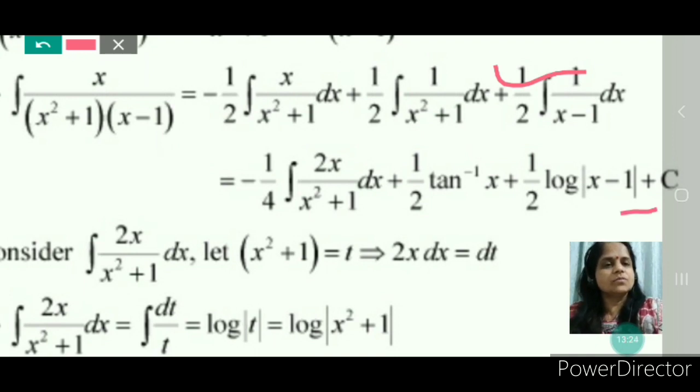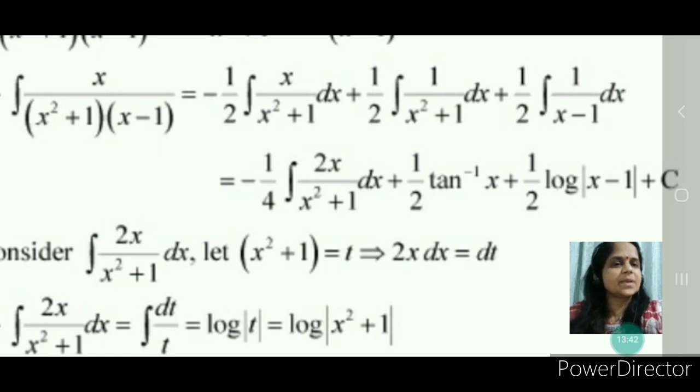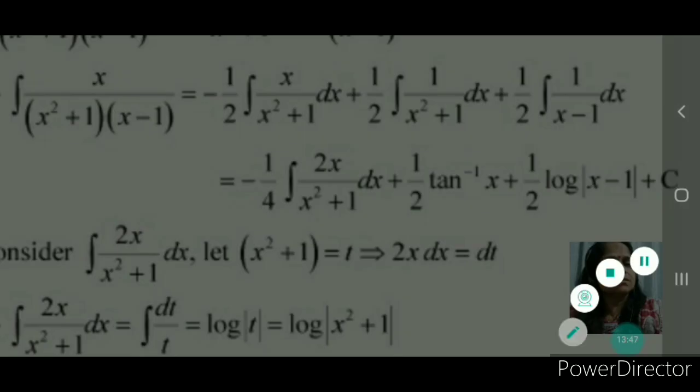And now to solve this, take x square plus 1 as t, so that 2x dx is equal to dt. So it becomes, students, integration of dt by t, and it is log mod of t or log mod of (x square plus 1). Otherwise you can directly apply the formula that the derivative of the denominator exists in the numerator. So the derivative of x square plus 1 is 2x.